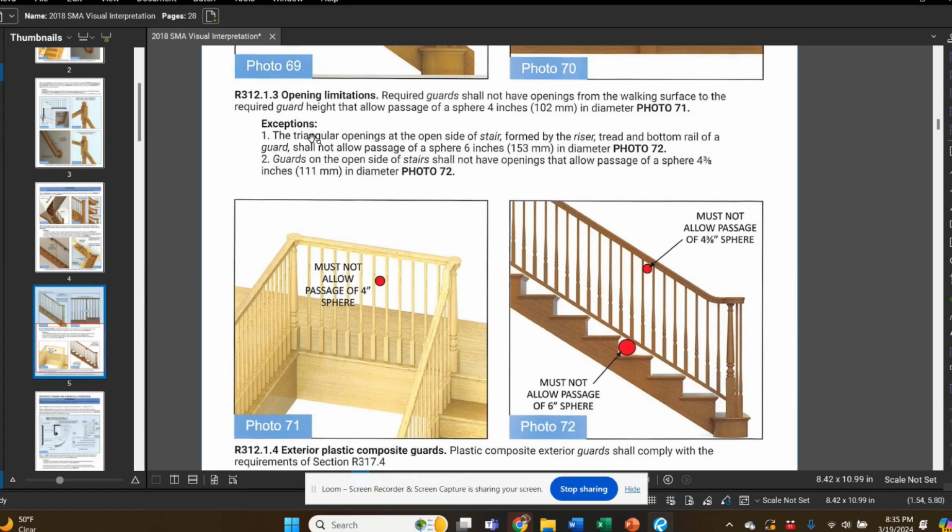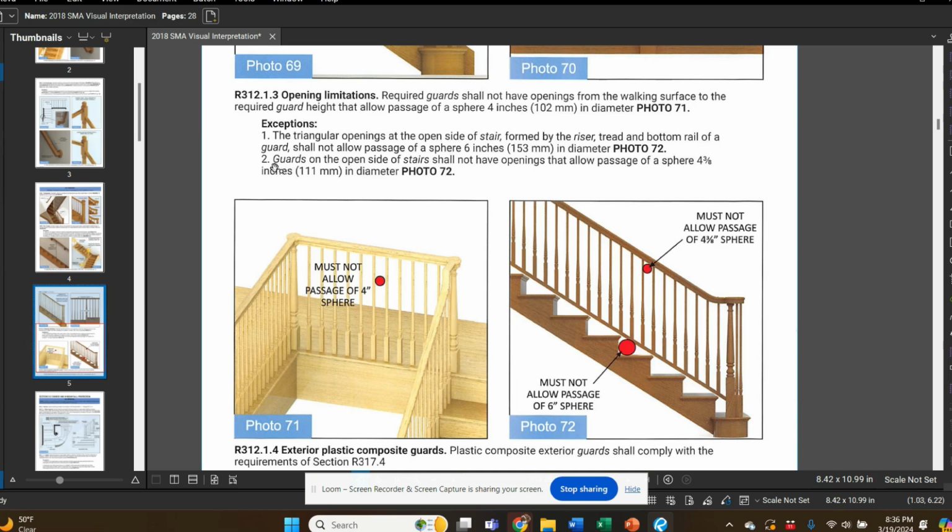It says opening limitations for guards. Required guards shall not have openings from the walking surface to the required guard height that allow the passage of a 4-inch sphere. You can see that represented right here with this red ball. So on an elevated walking surface, you cannot have more than 4 inches opening in between any of your balusters. Okay, now it's different for a stair. You can actually see that over here.